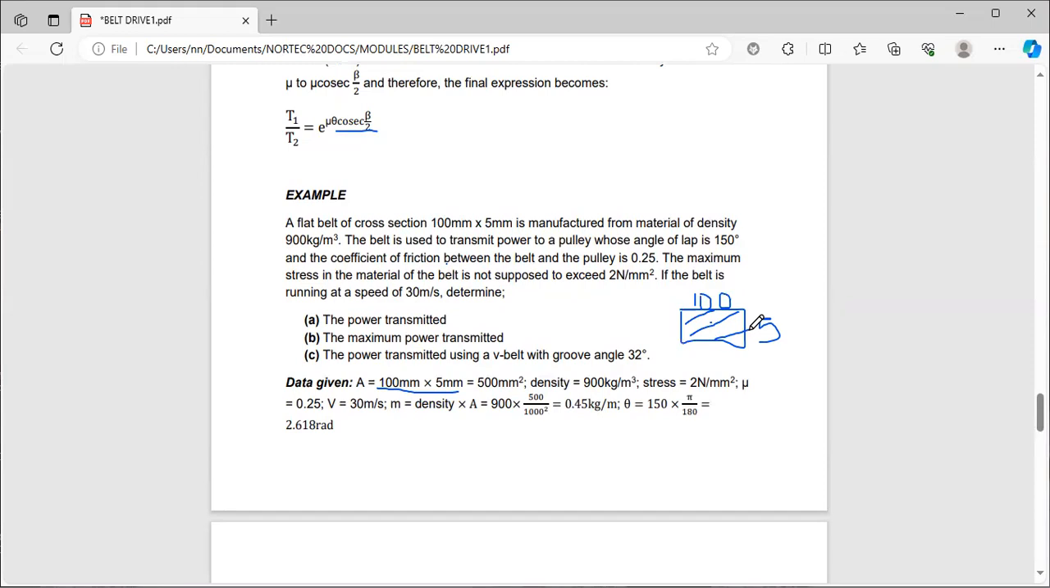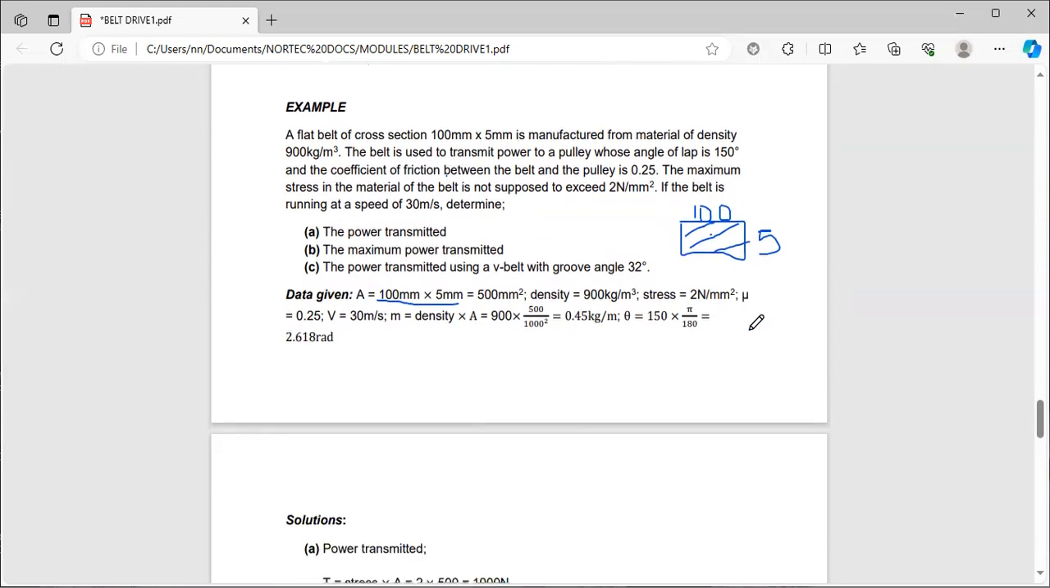But when it comes to the area, we can also decide to convert it to square meters if need be, especially when we come to calculating for the other factors. But let's leave it there for now. So here, continuing, we have coefficient of friction, which is 0.25. The velocity of the belt is 30 meters per second.